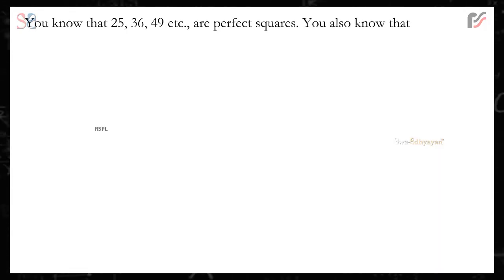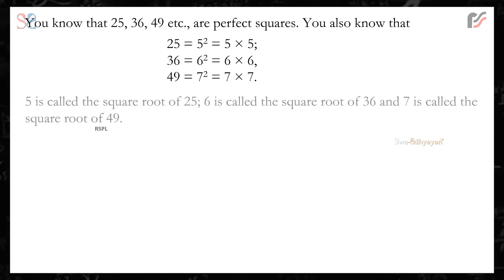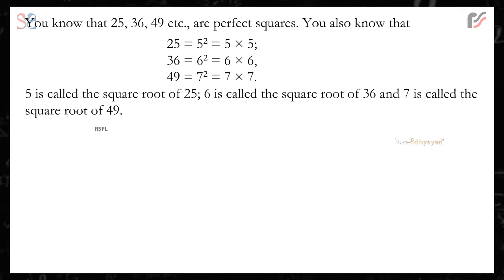Square roots. You know that 25, 36, 49, etc. are perfect squares. You also know that 25 is equal to 5 square, which is equal to 5 into 5. 36 is equal to 6 square, which is equal to 6 into 6. 49 is equal to 7 square, which is equal to 7 into 7. 5 is called the square root of 25. 6 is called the square root of 36. And 7 is called the square root of 49.